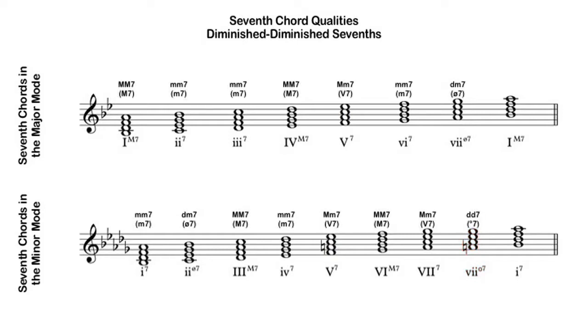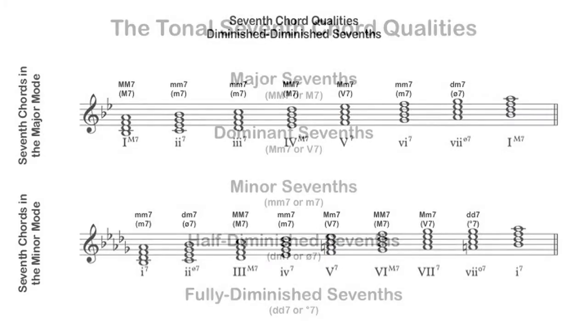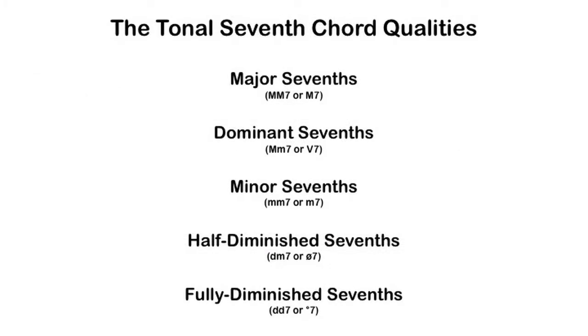Notice that the minor-major 7th chord does not show up in the major-minor tonal system without the use of accidentals. Because of that, we don't include it in the list of what we call the tonal 7th chords. The 5 tonal 7th chords are major 7th, dominant 7th, minor 7th, half-diminished 7th, and fully diminished 7th.